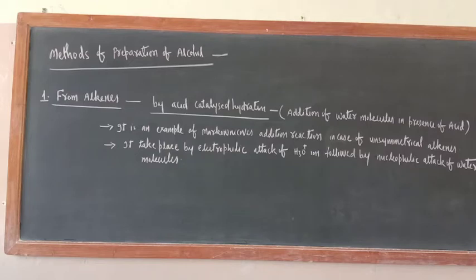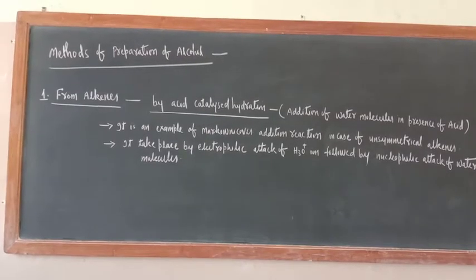Another important thing is that this reaction is an example of electrophilic attack as well as nucleophilic attack. In the first step, the hydronium ion, H3O positive, will attack the alkene. That is the electrophilic attack, followed by water molecules attacking as a nucleophile. All these things you will understand when I teach you the mechanism. Right now, just reactions. So just see the reaction first.